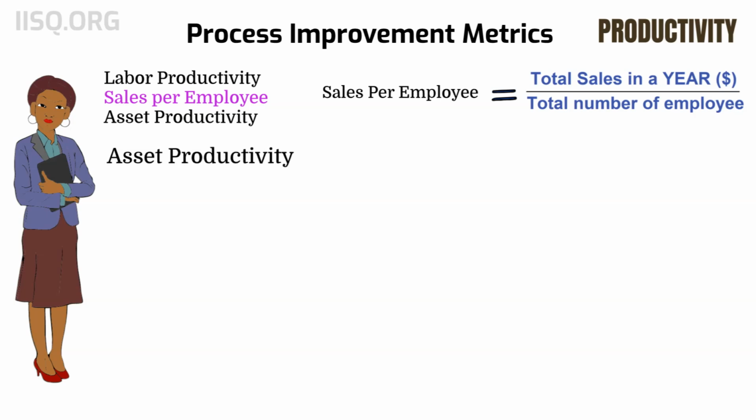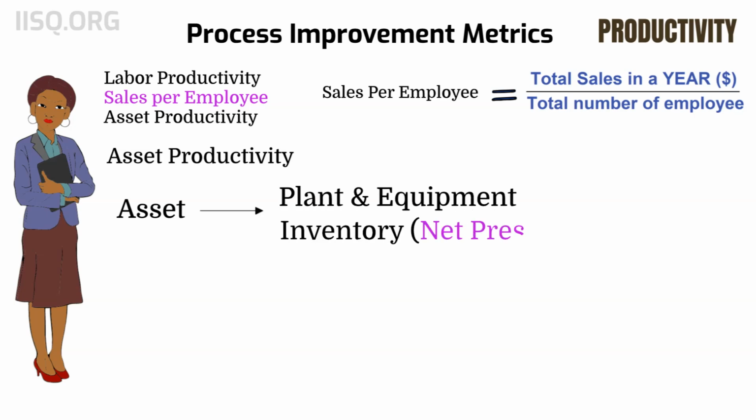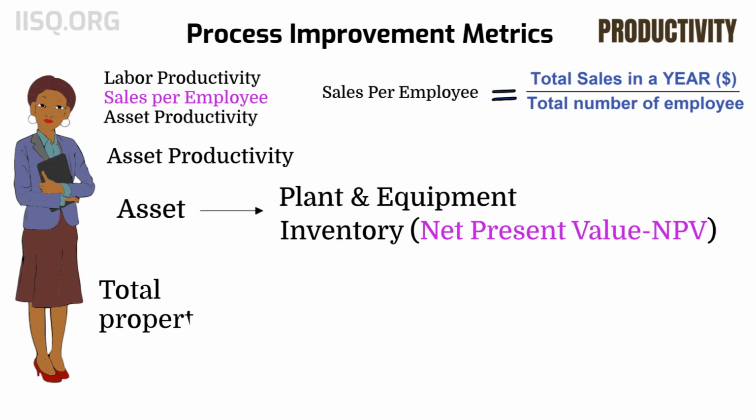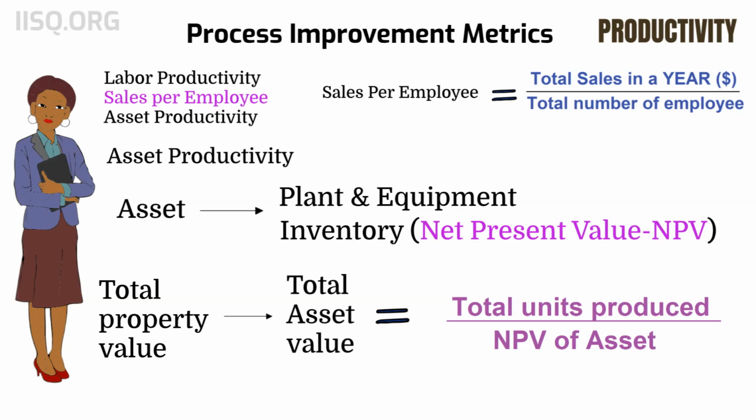Our next improvement metric is asset productivity. Asset productivity can be measured by comparing total number of units produced to the net present value or NPV of property. Property includes plant and equipment and inventory. Total property value is the total asset. So asset productivity equals total units produced divided by NPV of asset.